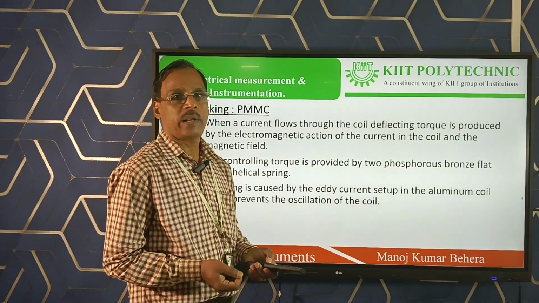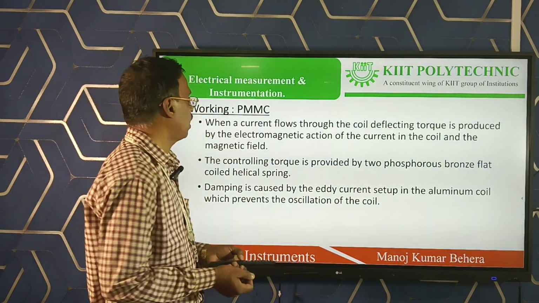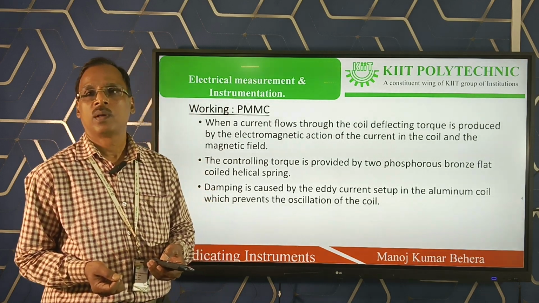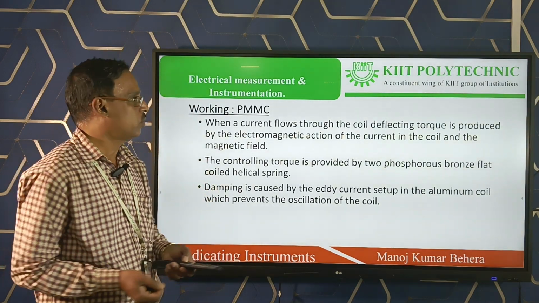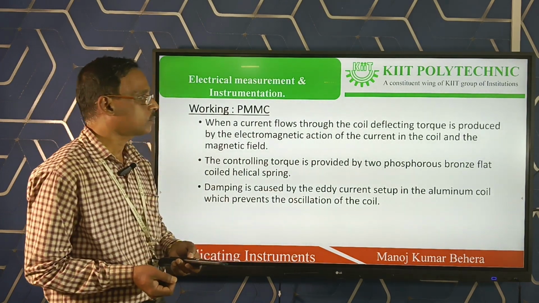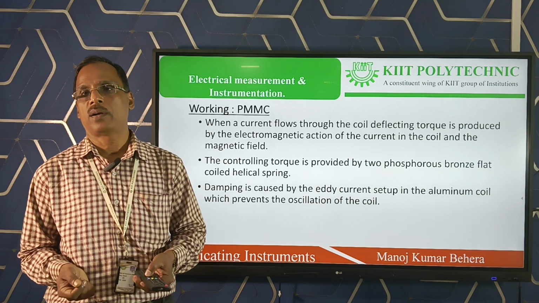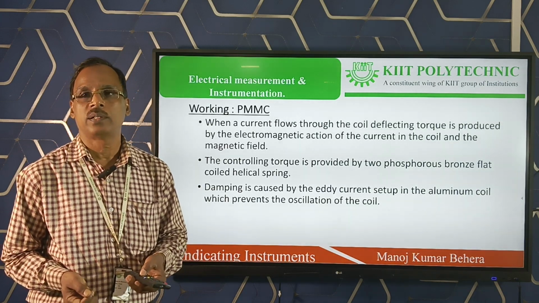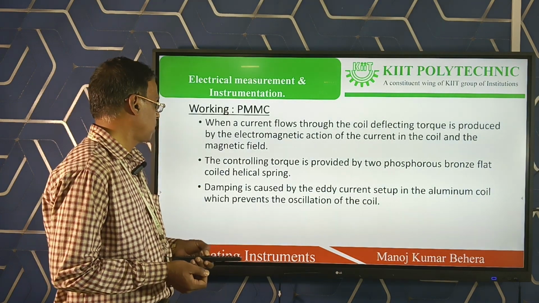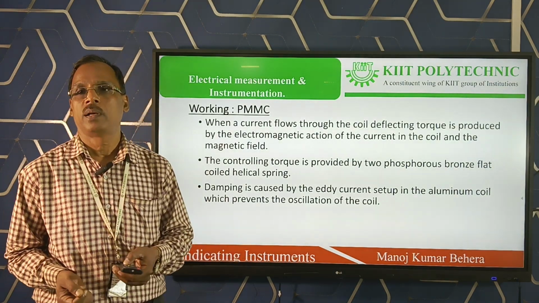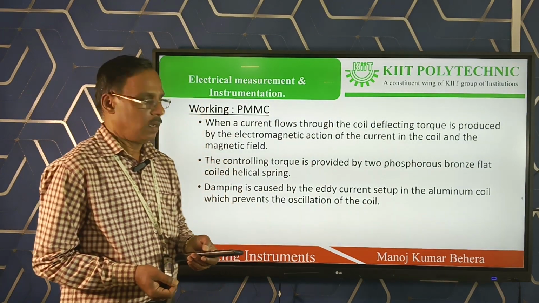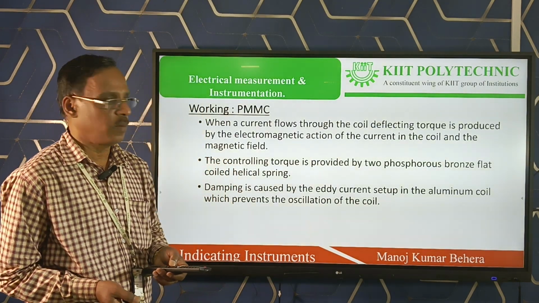What is the principle of working of the PMMC instrument? When current flows through a coil placed inside a magnetic field, deflecting torque is produced due to Fleming's left hand rule. This deflecting torque should be opposed by control torque. Generally two phosphor bronze springs are there which oppose the deflecting torque. And in the PMMC instrument, the aluminum coil prevents the oscillation of the pointer, or provides the damping.